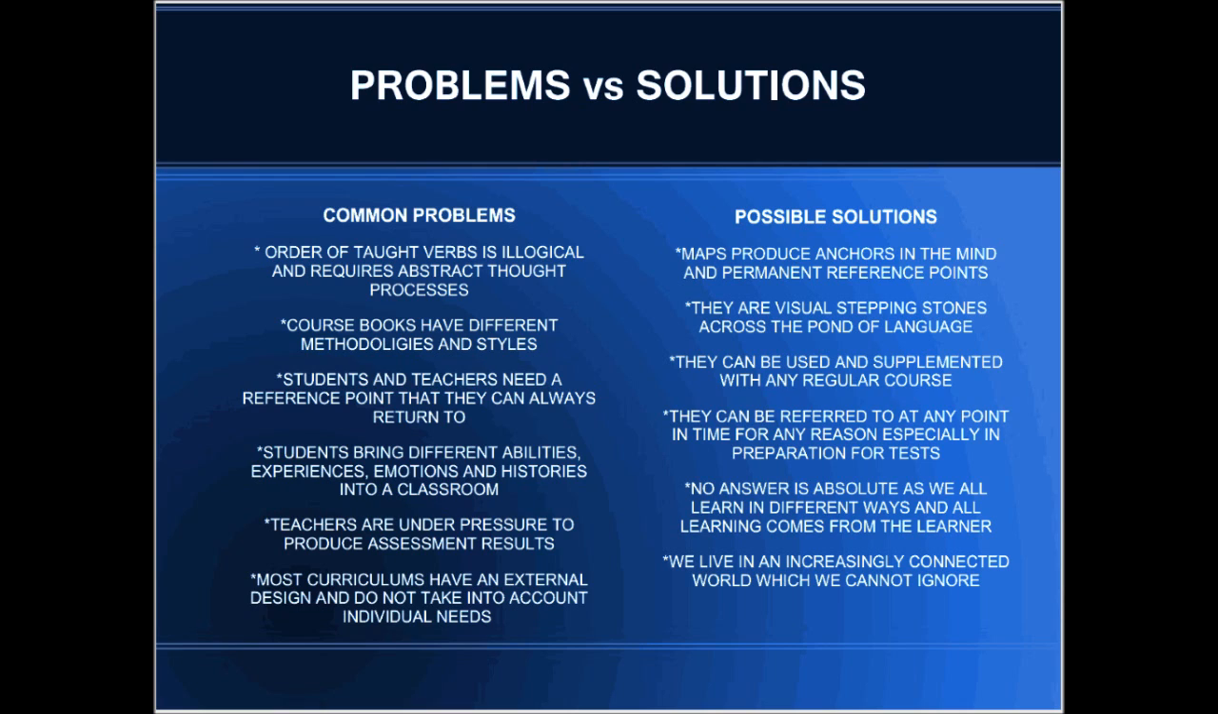Next, they, meaning maps, are visual stepping stones across the pond of language. We need to take positive gradual steps through a methodological process. A journey of 1,000 miles begins with a single step. So these are stepping stones in the mind. Imagine an image, try to see it in your mind, try to hold it there, and then later hopefully you'll be able to find it in the same place. Remember that memory most often uses visual references.